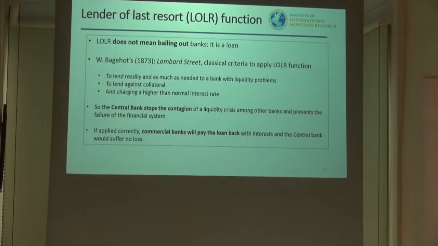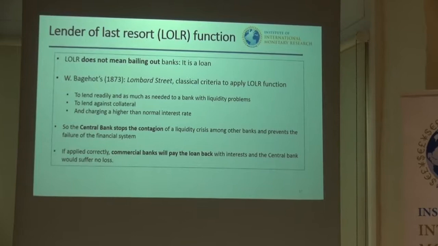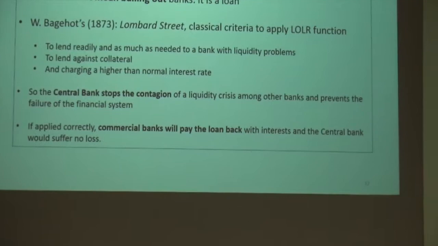If it is operated properly, at the end of a few days or a few weeks, when the panic is contained, the commercial bank will be able to pay back that loan. It is a loan, it is not a gift. And pay interest on that loan to the central bank. These criteria were operated by the Bank of England several times successfully in the 19th century. And indeed, it was so successful for the Bank of England that they really ran extraordinary profits. Higher than normal interest rates, remember. So, very important, it is not a gift, it is a loan.